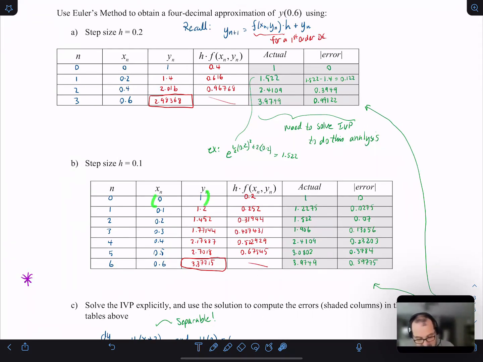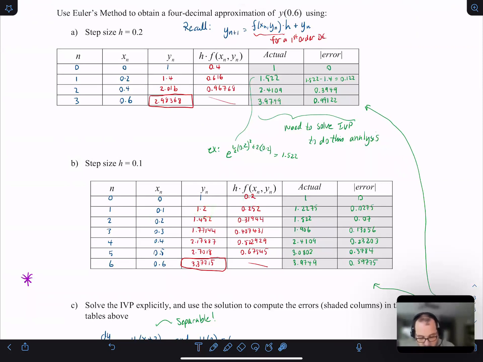We start at 0, 1. I plug that into that slope calculation, f of x, y. I multiply by the step size. This time step size is 0.1, and I get 0.2. And therefore, this plus this equals this, and continue.